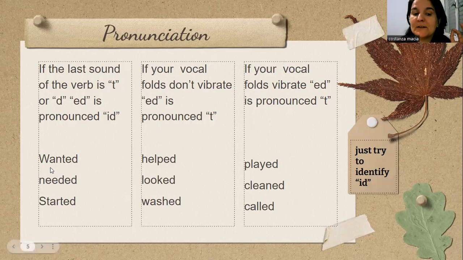Let's listen to some examples. Wanted, needed, started. Again, wanted, needed, started. Okay, but if your vocal cords don't vibrate in the last sound, what is the vibration of a vocal cord? Look at this. My vocal cords are working for d. The sound is only in my mouth, not in my throat. That's why I tell you it's very difficult to identify this.